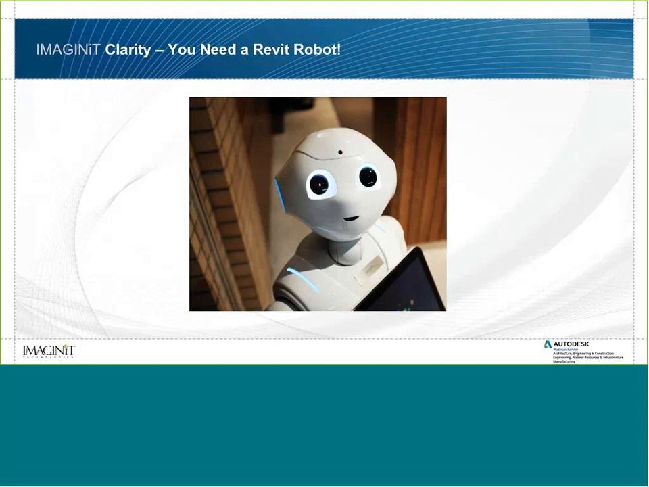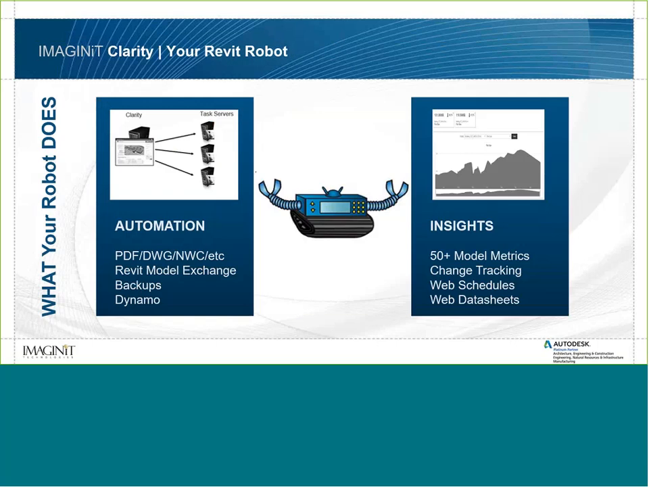Now, if we're looking at it from a Clarity standpoint, there's a whole, as my son would say, crap ton of things out there that could be done inside this whole Clarity environment. But within all of those things, we're going to focus on two major categories that this Revit Robot can run with for you. And we're going to focus on automation and insights.